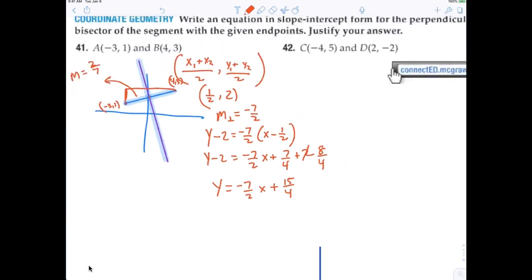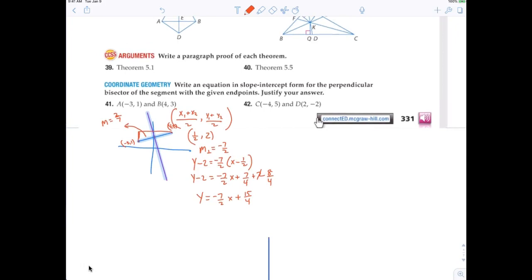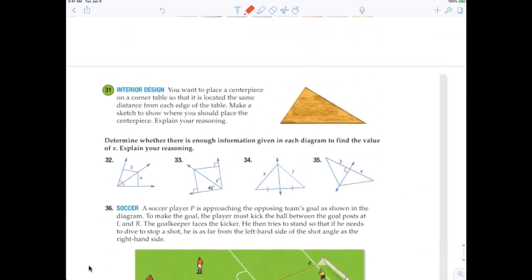Somebody else now. Those are the types of problems that are important. 27 and 28. Let's look quickly at 27.